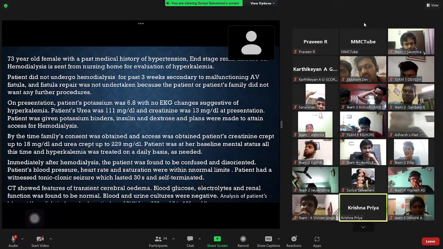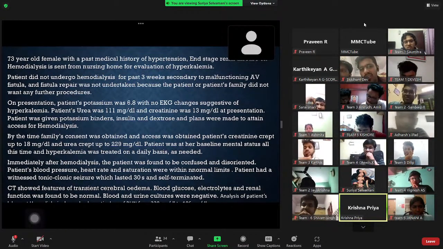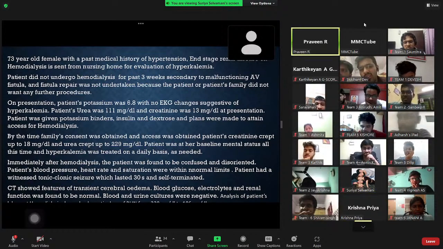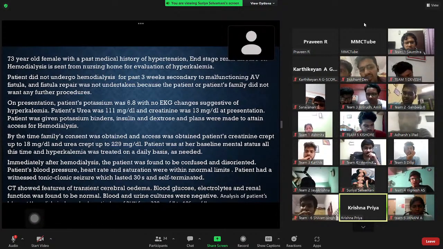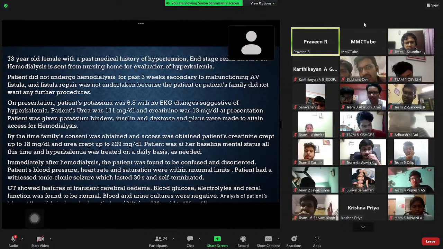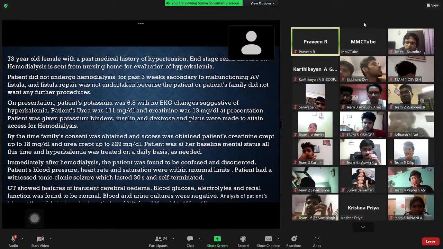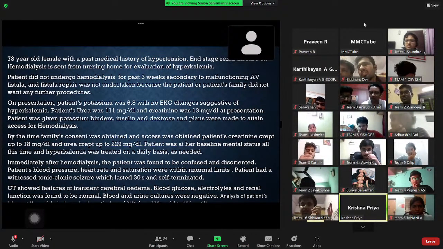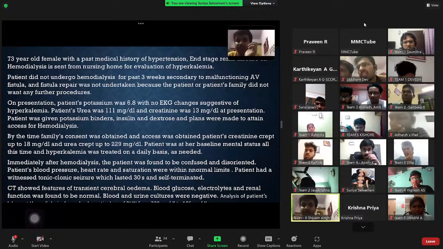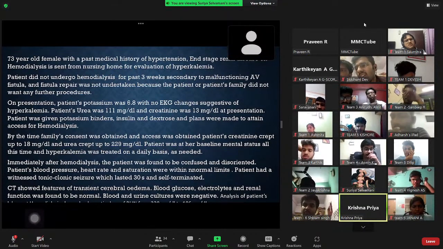Analysis of the patient's post hemodialysis status showed a dramatic drop of blood urea nitrogen from 229 to 106. What is the diagnosis? The last line: analysis of the patient's what? There was a rapid drop in blood urea nitrogen level.